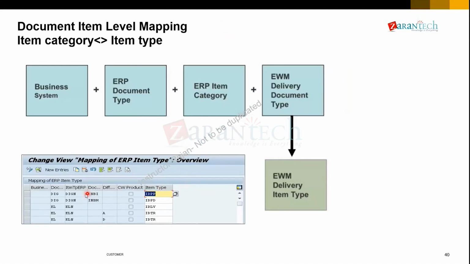Here we have the table wherein the ECC document type or delivery type, whatever, and then the item type or item category. Then here we have the EWM document type in turn mapped to the item type. Right? So there are other attributes as well. For example, for a catch weight product, we can just have an additional item type specifically for a catch weight product. And this is a big topic.